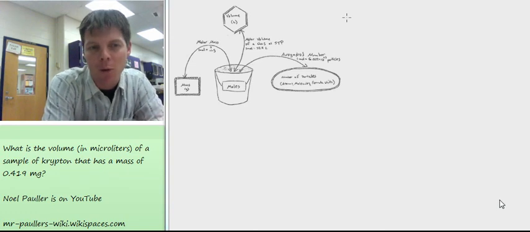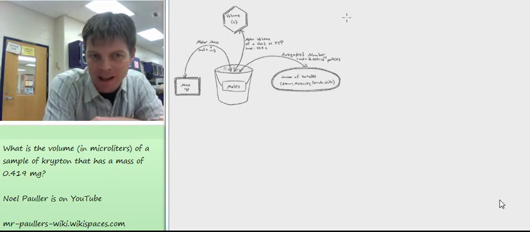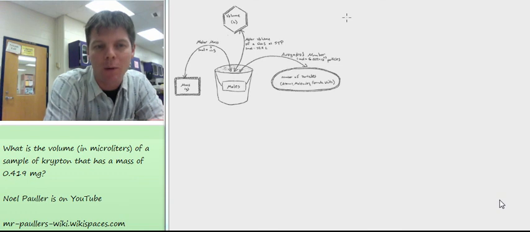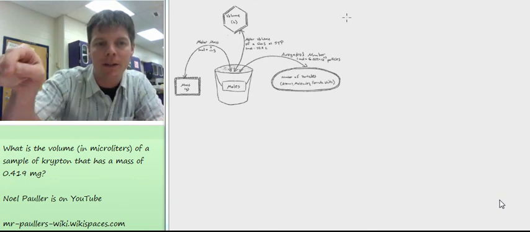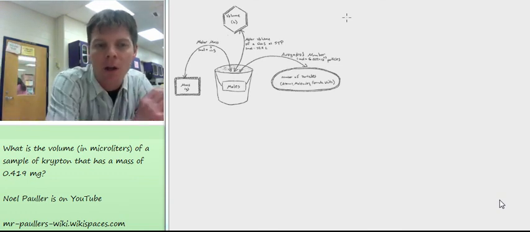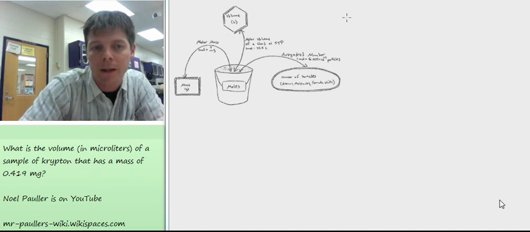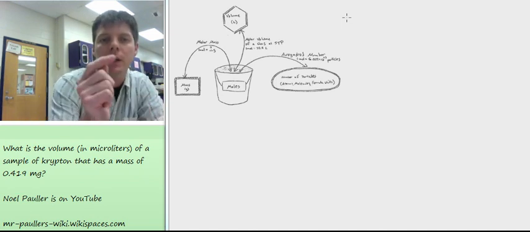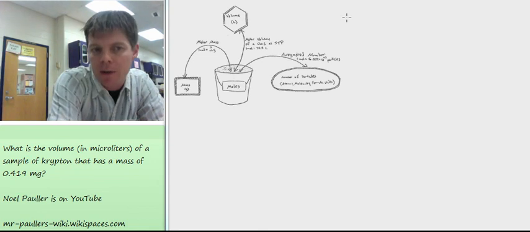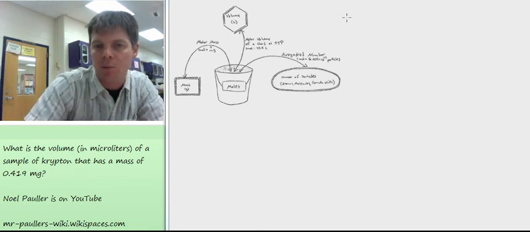Hi everybody, in this video we're going to take another look at an advanced mole calculation problem. So we can see that problem is right down here. What we're wanting to calculate is the volume in microliters of a sample of krypton that has a mass of 0.419 milligrams. Once again, we're going to be using the mole bucket to help us diagram a strategy to solve this problem.